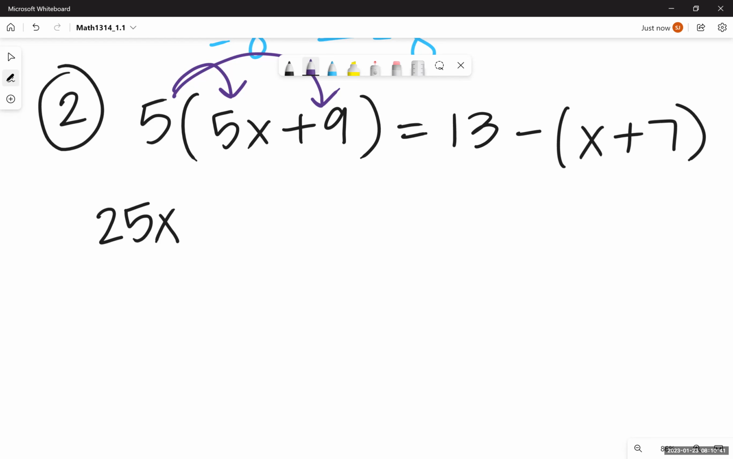So if I do 5 times 9, I get 45. And then when I look at their signs, remember when I said with multiplication, if the signs are the same, then it's a positive. That 5 in the front, that's a positive.